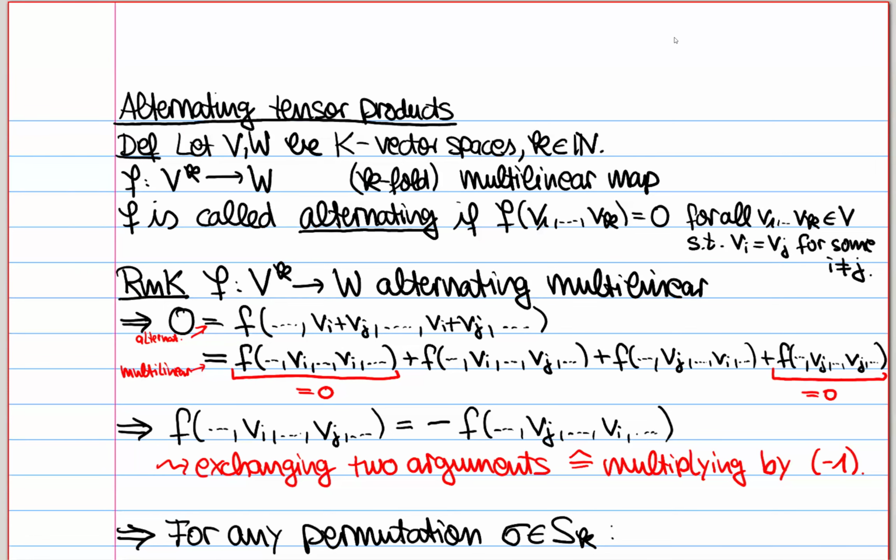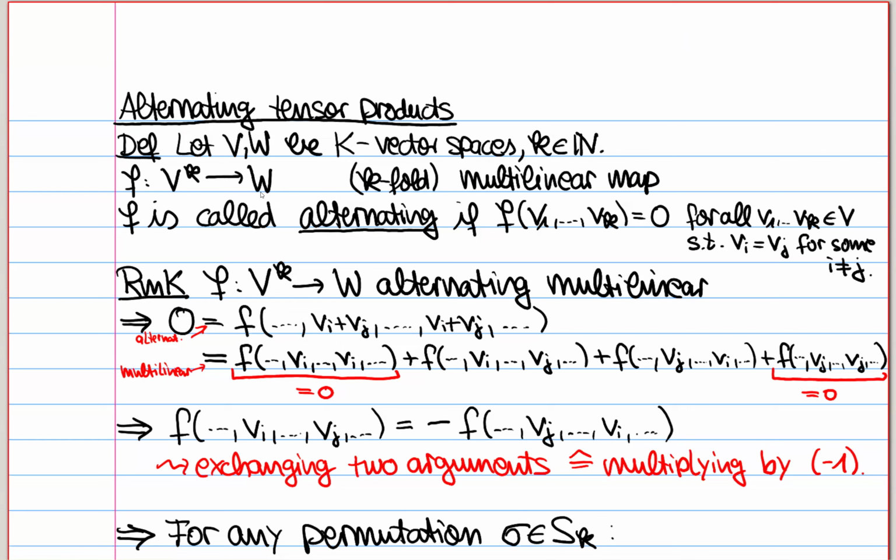In this video, we're now going to discuss alternating tensor products. And so to start with the definition, let V and W be k vector spaces and small k an integer. Then let's look at the map f from V^k to W.